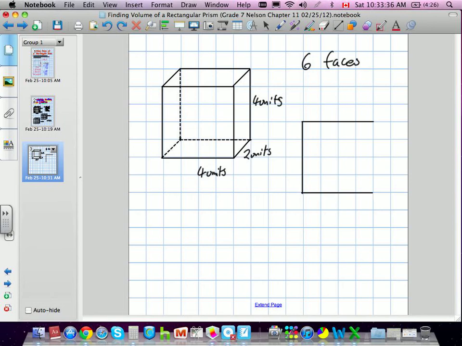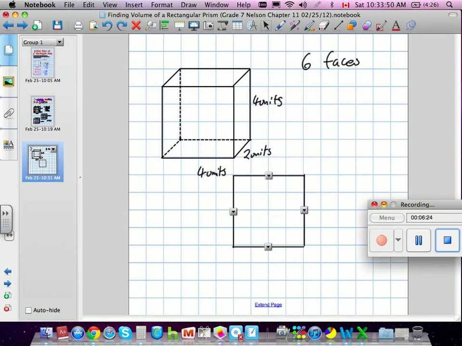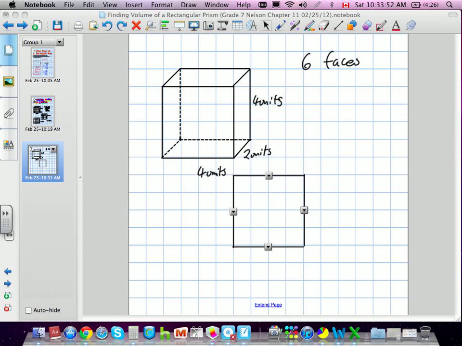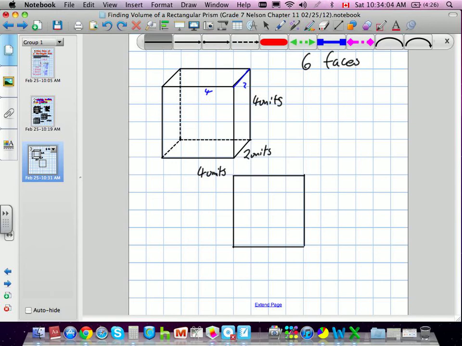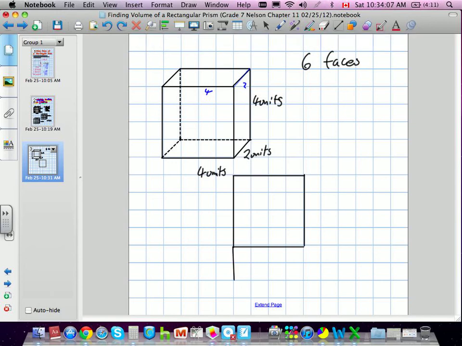Now we said there are 6 faces. Okay, so that's the front face. The top is 2 by 4. So the next face is still going to be 4 wide, but it's only going to be 2 long. Okay? So think of this as the top of it. So we've done the front face, which was 4 by 4. The top face, which was 4 by 2. What are the dimensions of the back face? Yeah, that's right. It's 4 by 4 again.